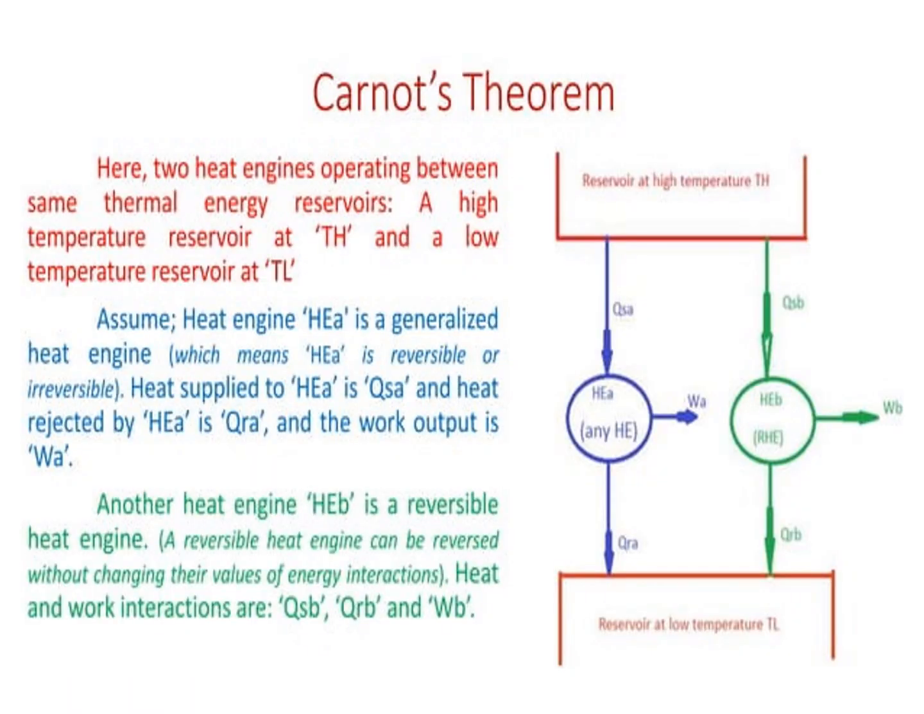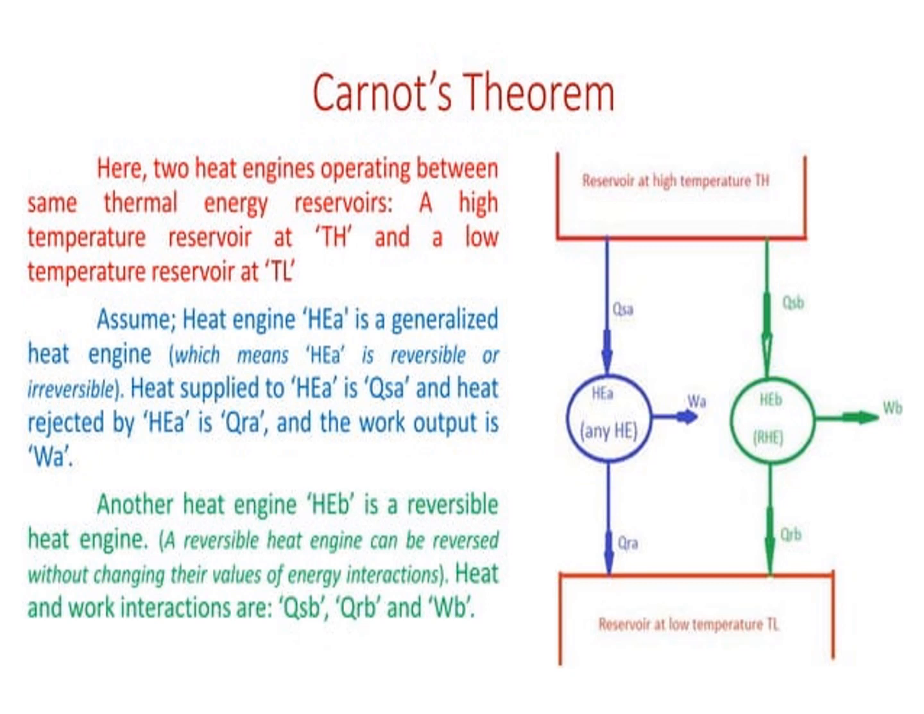Here we can see the Carnot theorem. There are two Carnot theorems, which are known as two propositions. The first is: no heat engine operating in a cycle between two constant temperature reservoirs can be more efficient than a reversible engine working between the same two reservoirs. In the diagram, TH is the reservoir at high temperature and TL is the reservoir at low temperature.